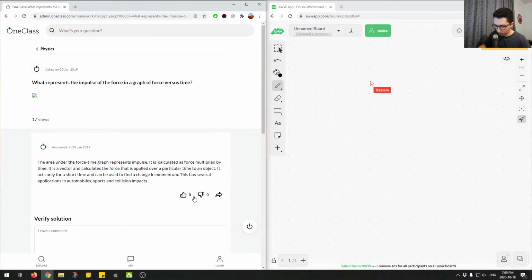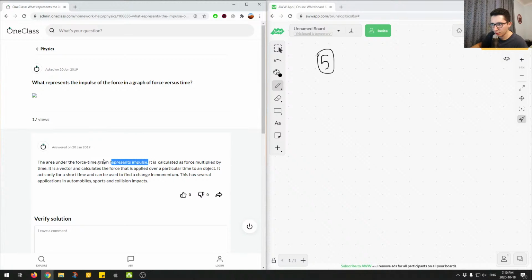So this is question number 5. Alright, so what represents the impulse of a force in a graph of force versus time? Okay, so let's go through what the junior tutor answered here. The area under the force time graph represents impulse.